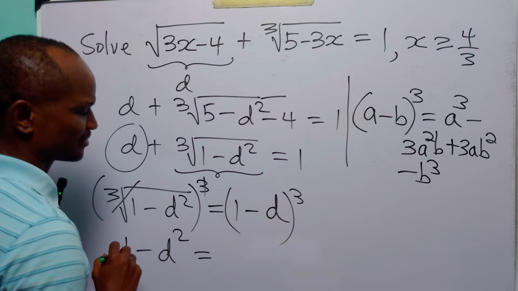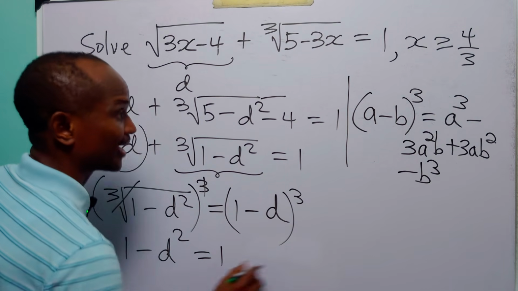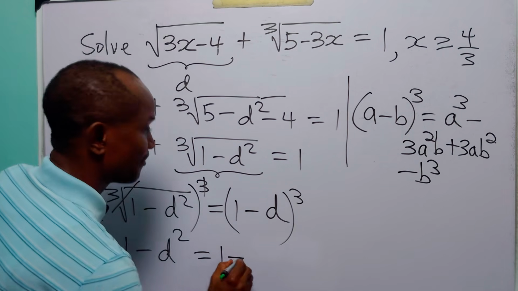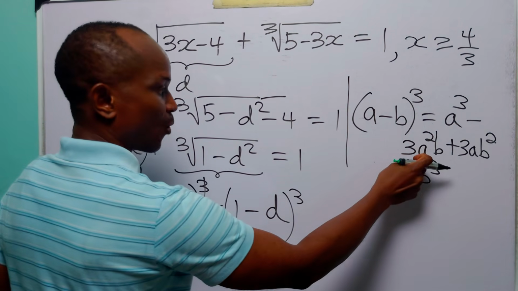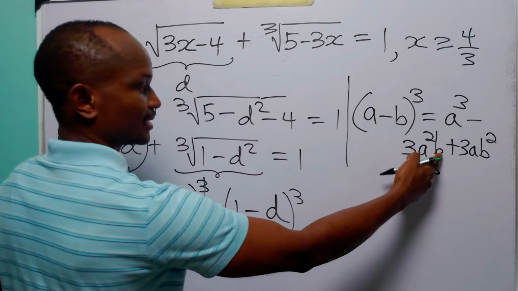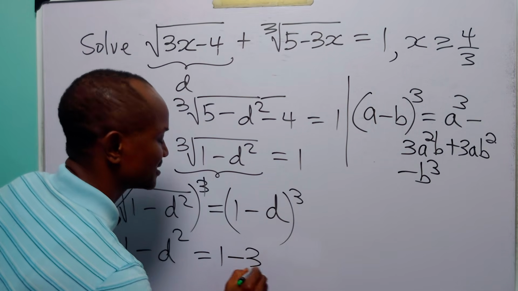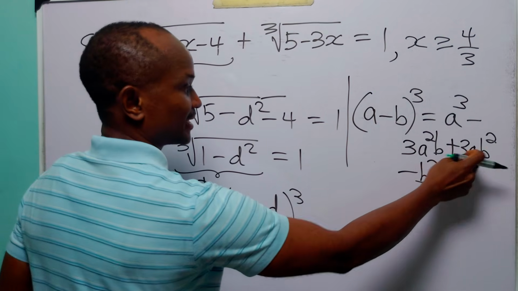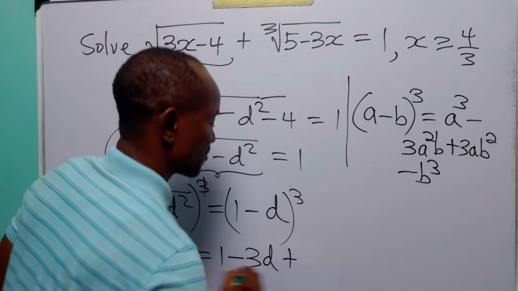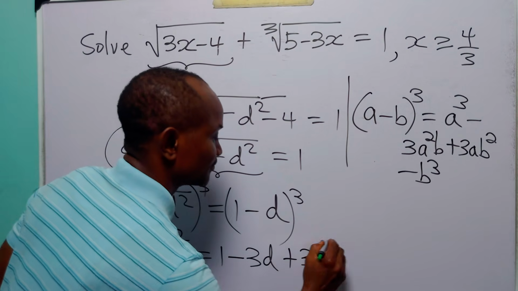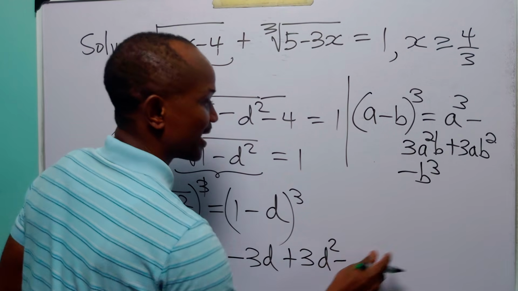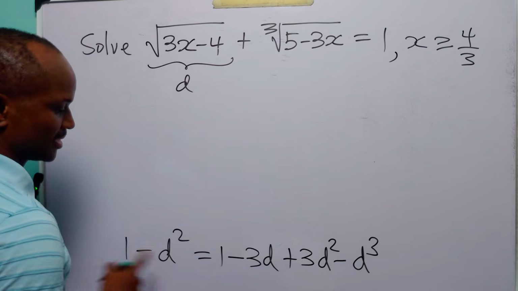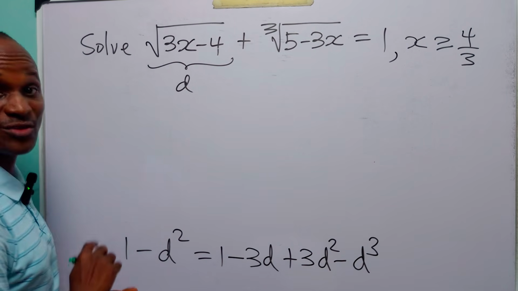So that means that when we expand this, we have 1 cubed, which of course is equal to 1, minus 3 times 1 squared, that is 3, times d, that is 3d, plus 3 times 1 times d squared. Then, finally, minus d cubed. Now, let us move all these terms over to the left-hand side.